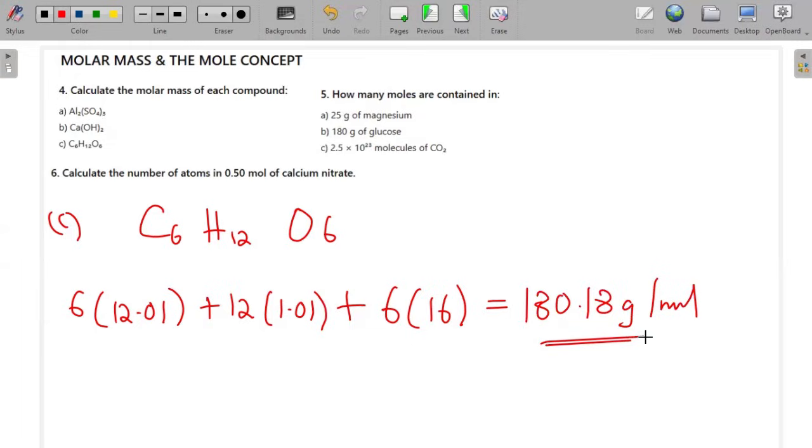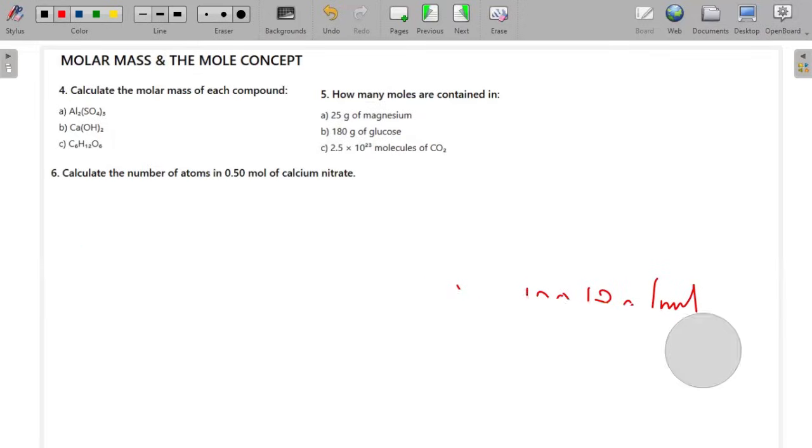The next thing, we go to question 5. Question 5 is a bit more interesting than question 4. They're asking how many moles are contained in whatever they have given us. There's some concept that we need to use. A and B use the same concept because we've been given mass, and C is a different concept because we've been given the number of molecules. So let's start with A.